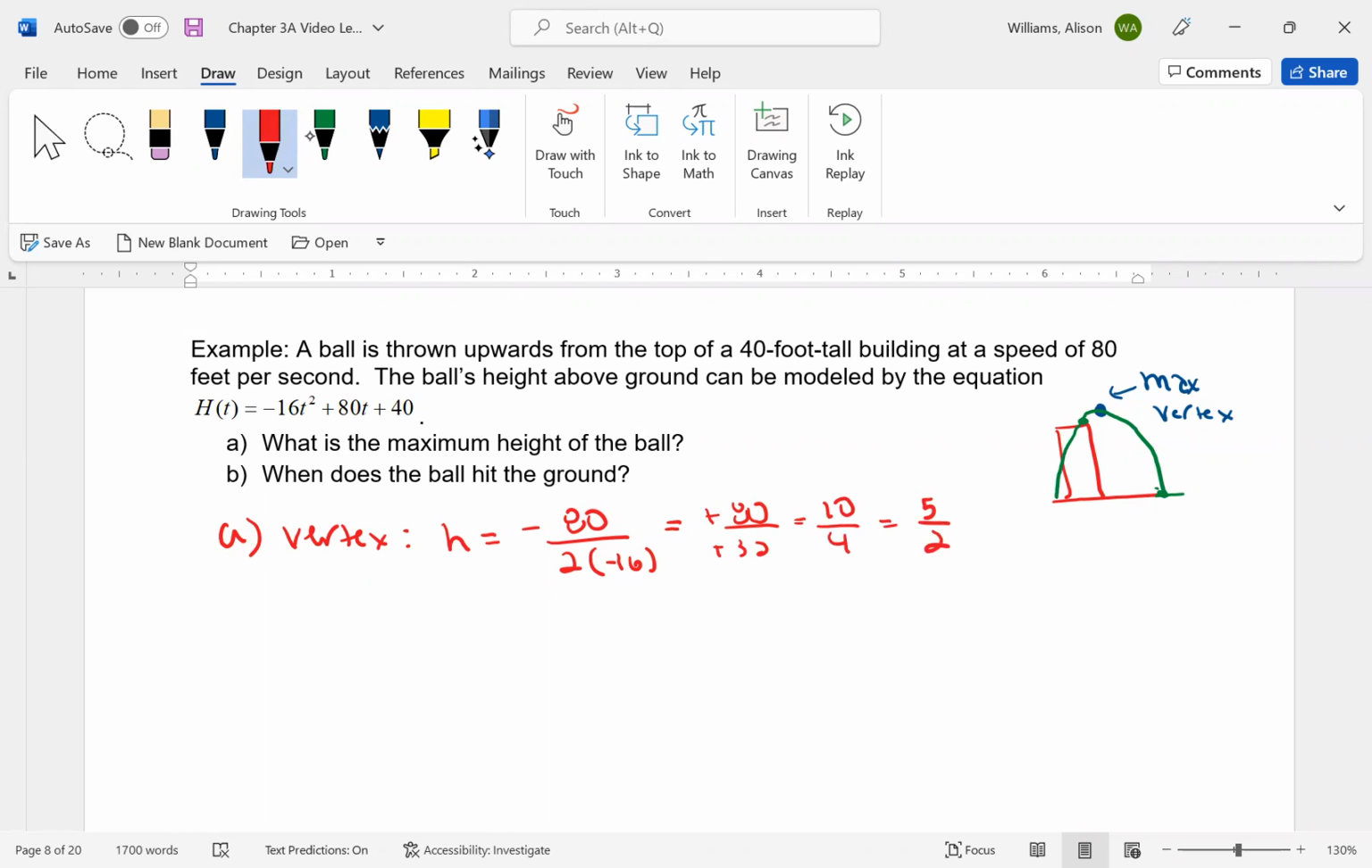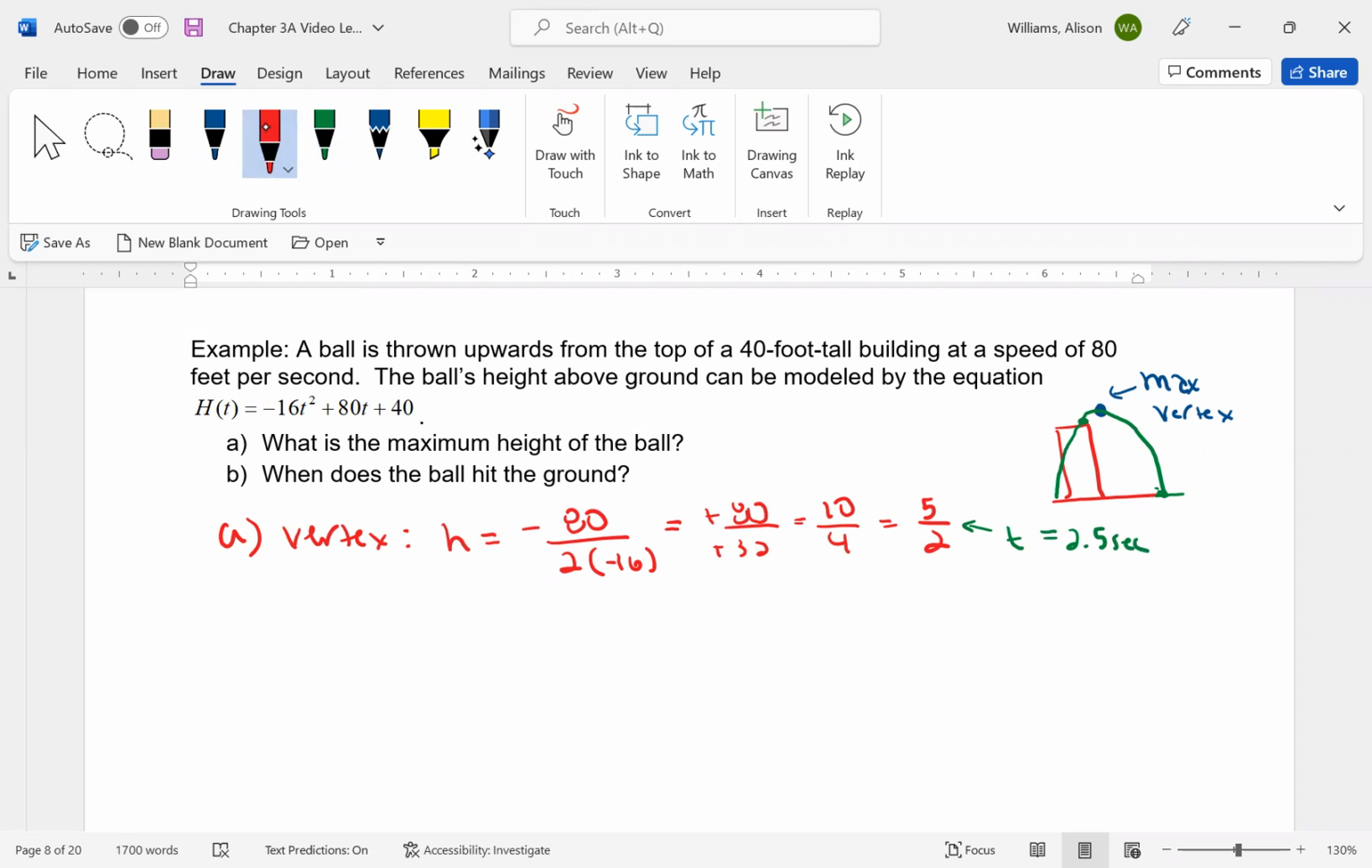5 halves. So let's find k. Now, 5 halves, real quick, let me just comment on that. What we just found was the t value. So that's the time this occurs, 2.5 seconds, basically. That's when the high point is going to occur.